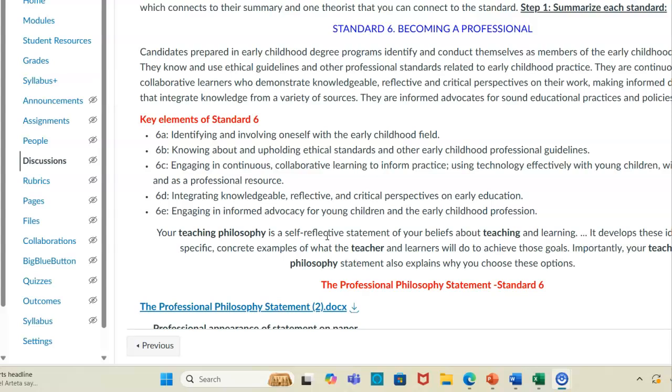So, Standard 6A, identifying and involving oneself in the early childhood field. Okay, so you could do something like an Arizona Workforce Registry membership card. Or maybe you went to the day at the Capitol and you posted a picture of you advocating at the Capitol. Everyone is going to be different.